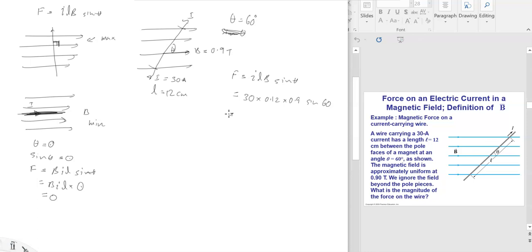Let's see what we have. 30 times 0.12 times 0.9 times sine 60 is 2.8. The force is 2.8 newtons.